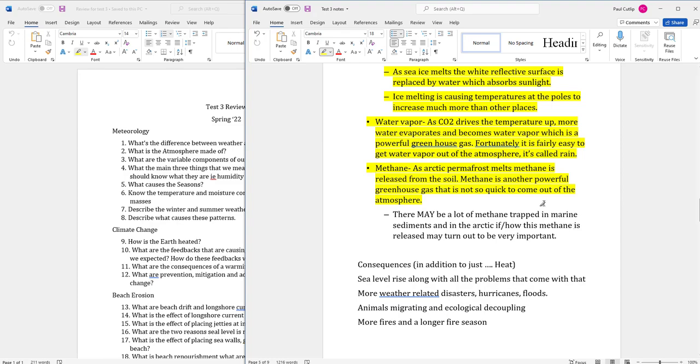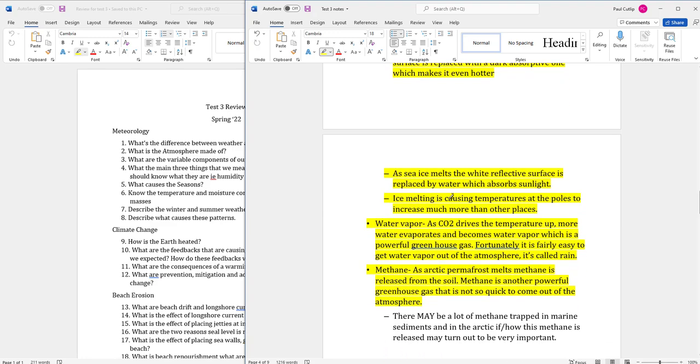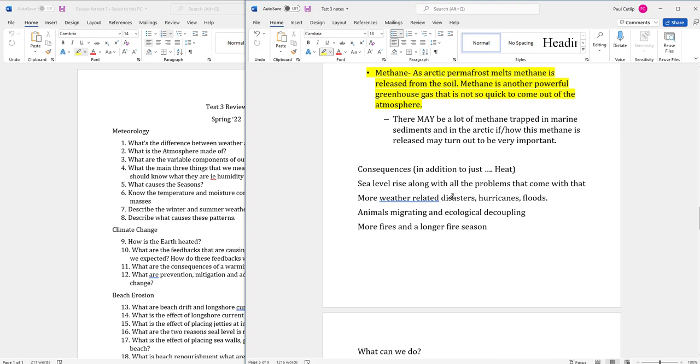So that combination of the ice melting, changing the planet's albedo. By the way, albedo is just a fancy word for the amount of sunlight a planet reflects, or a surface reflects. Anyway, there we go. Okay. Albedo, water vapor, and methane are the three main feedbacks.